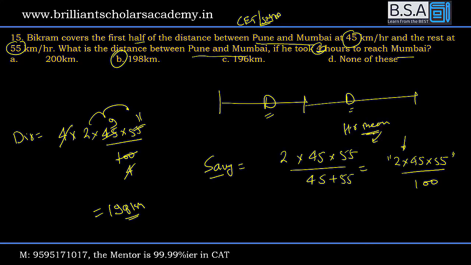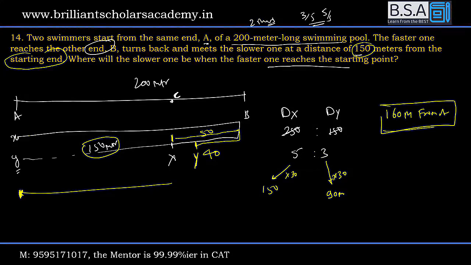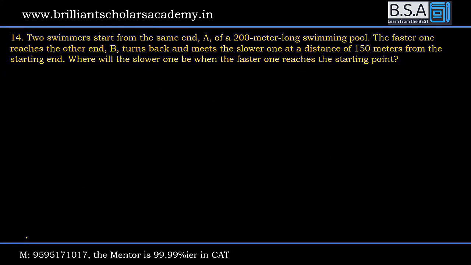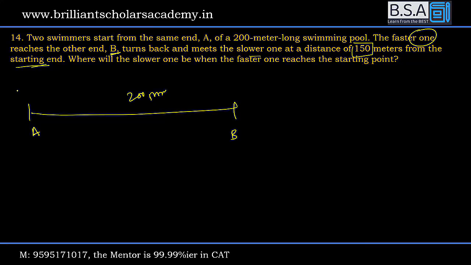When do we apply this? When the distances are equal between 2 points. In this question, what was being said is that the distance between A and B, that is the pool, is 200 meters. The faster one reaches B and turns back to meet the slower one at a distance of 150 meters from the starting end.